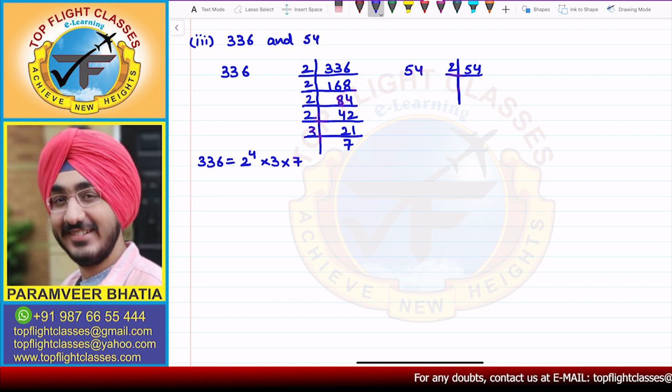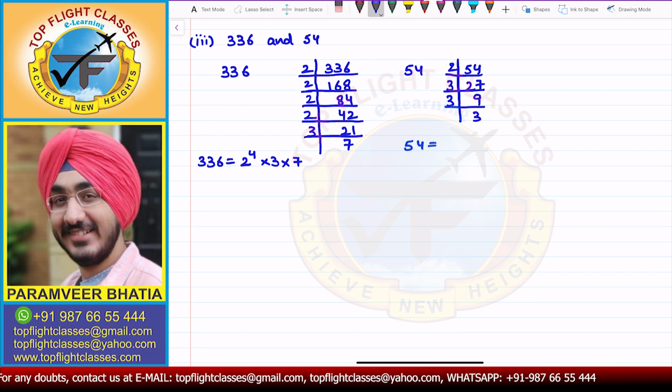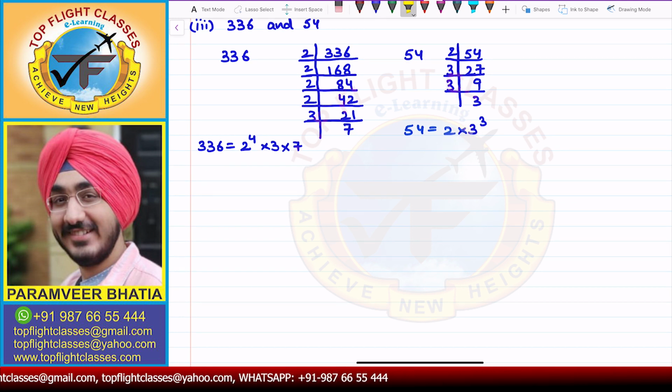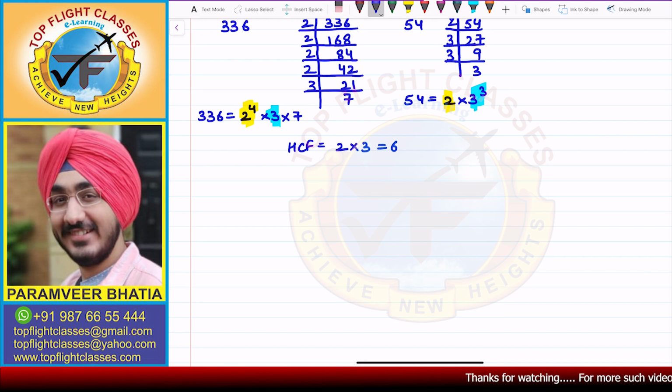Then the next number is 54. 54 by 2 you will get 27. Then you have 3 9s, then 3, and you will get 3. So right here 54 will be 2 into 3 cube. Now you can see the common factors over here. The common factors are 2 and the second common factor is 3. So now HCF is the product of the smallest power of the common factors. So smallest power of common factor 2, that is 1, and smallest power of common factor 3, that is also 1. So 2 into 3 is HCF, that is 6 is your HCF.